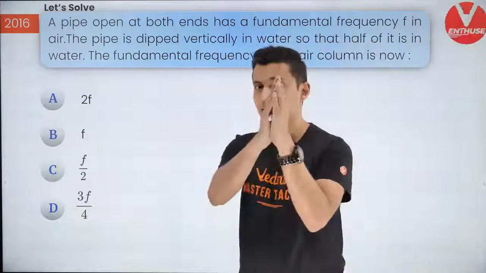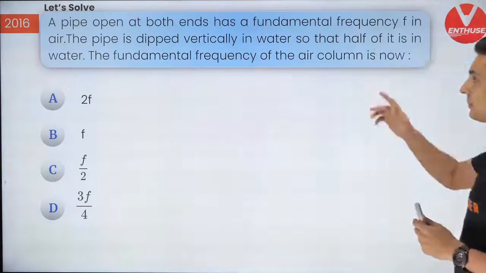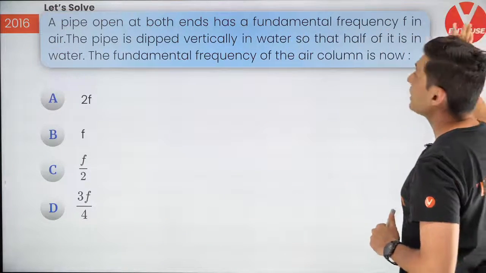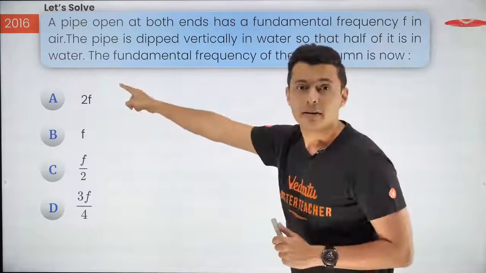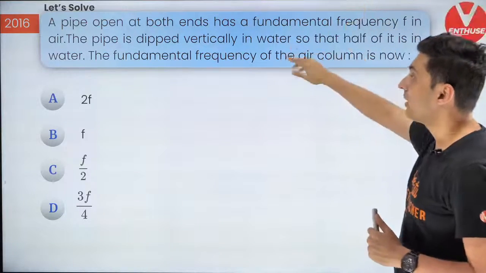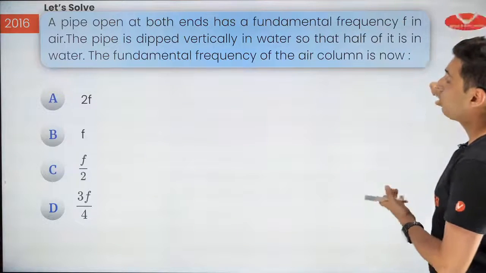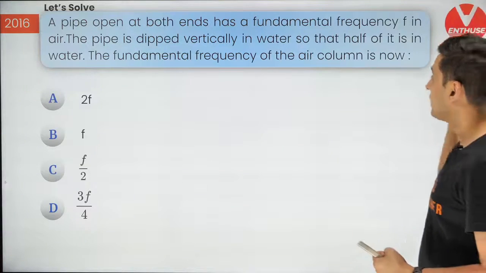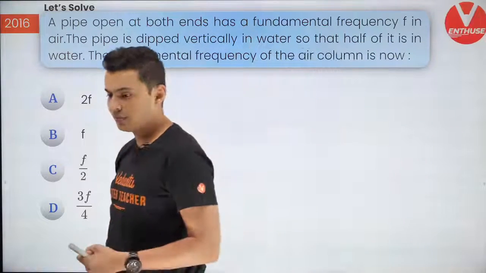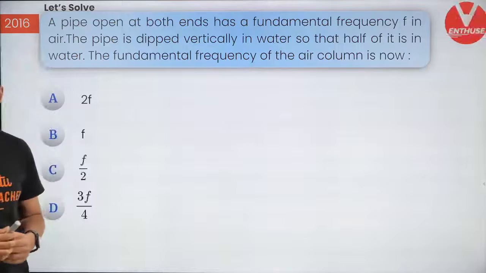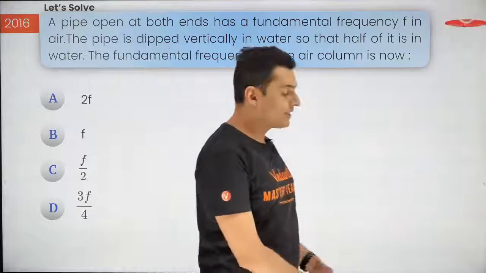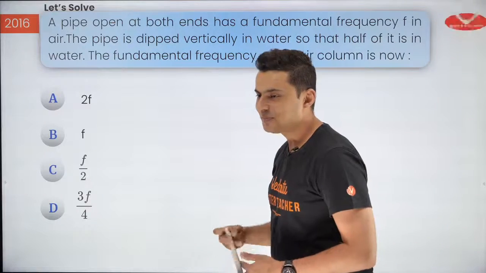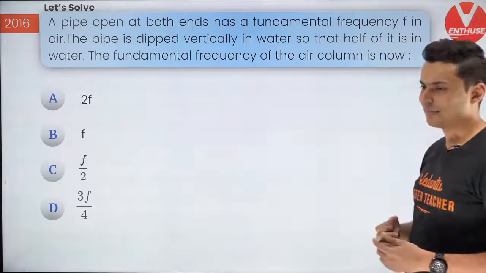2016 question. Very important question. Let's see how many of you get this. There is a pipe which is open at both ends and has a fundamental frequency F in air. The pipe is dipped in water vertically so that half of it is in water. The fundamental frequency of that air column now is how much? Let's see how many of you get this. If you are in 2016, will you be able to do this? Come on.